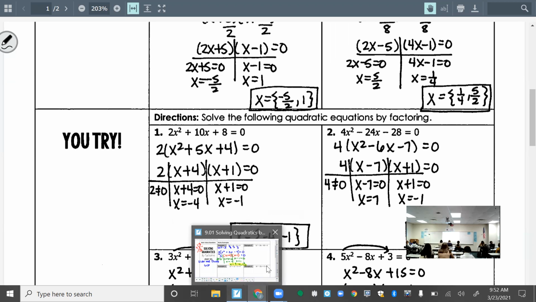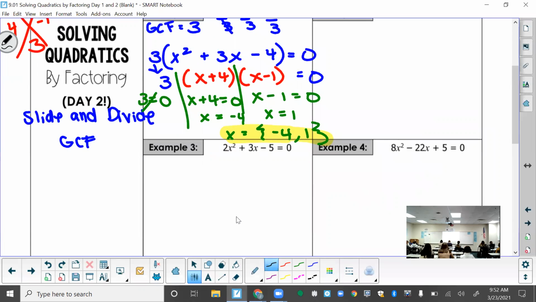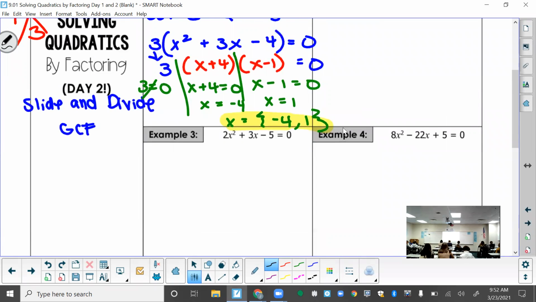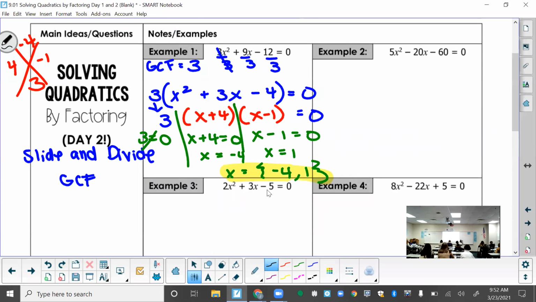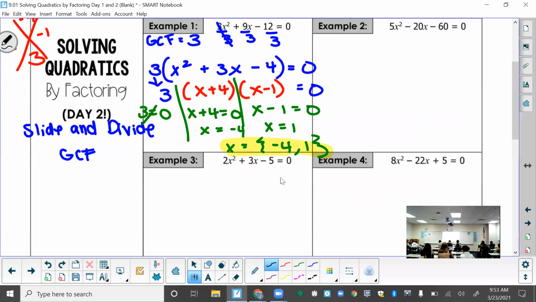All right, but over here, we're going to do an example for slide and divide. So that's going to be example 3. Always check for a GCF because that's usually easier than sliding and dividing. But sometimes you don't have a GCF. Does example 3 have a GCF? No, it does not. There's not a number that goes into 2, 3, and 5 evenly. So in that case, we have to use the slide and divide method. We don't have another choice.